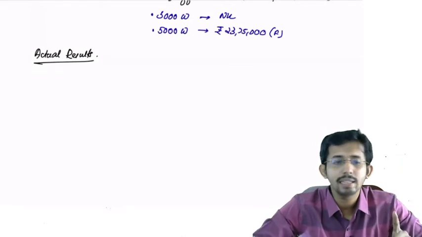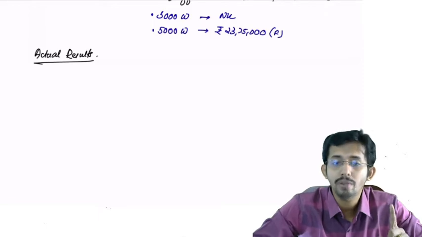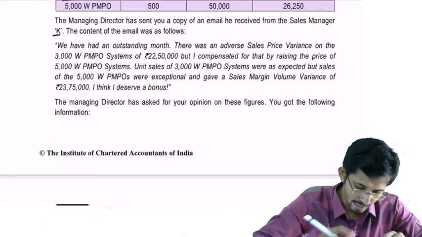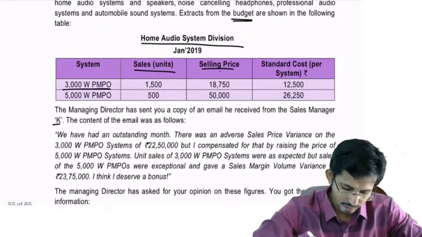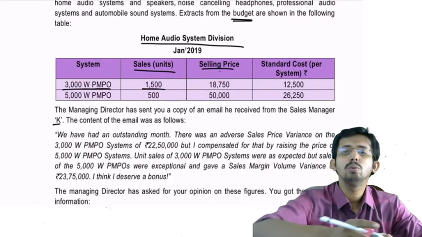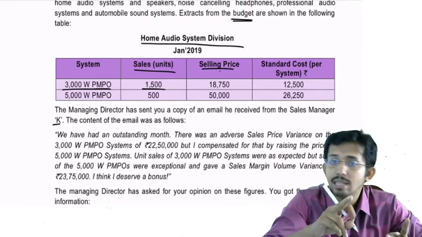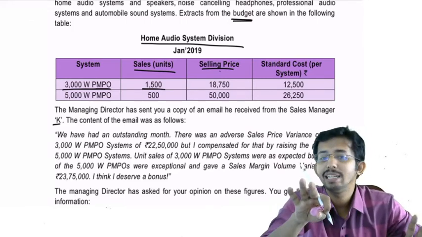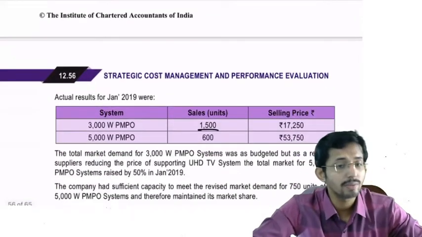Now they say that in case of the 3000 watt model, sales units is 1500 units. How much is the budget? The budget is also 1500. That is why Mr. K said that as far as the 3000 model is concerned, there is no variation, because they budgeted 1500 and they got how much? 1500 itself.